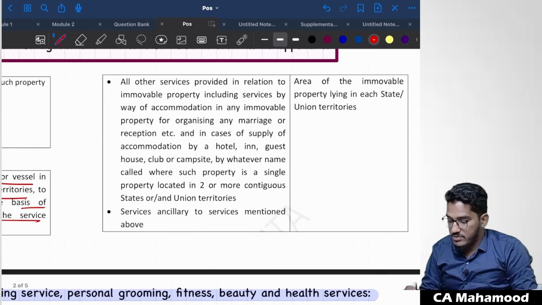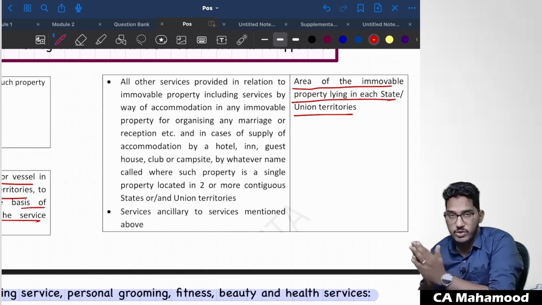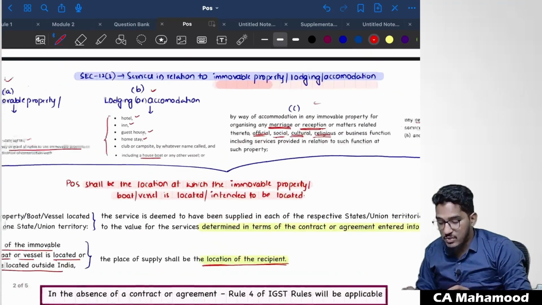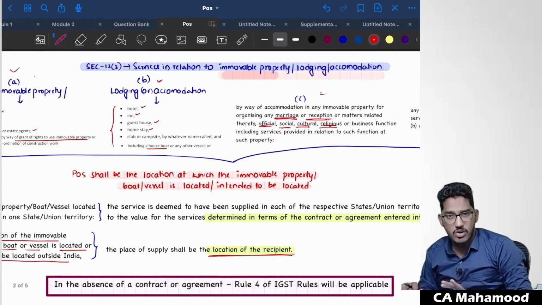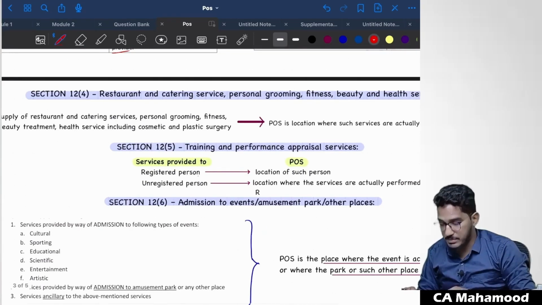So that is what they say here. In case the property is spread in more than one state, then you have to divide the value on the basis of area of the immobile property lying in each state or union territory. So this is how you need to determine place of supply in case of services which are in relation to immobile property or lodging or accommodation related services. Clear, everybody? So this is what regarding 12 subsection 3.